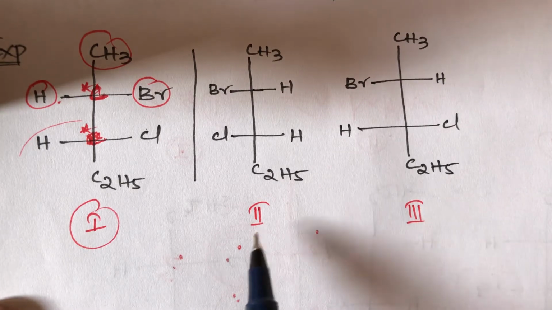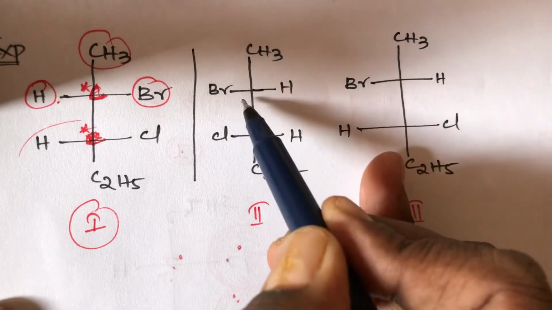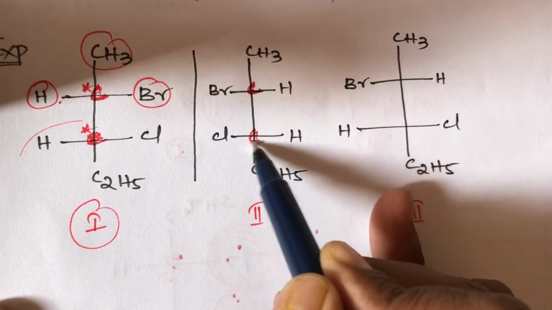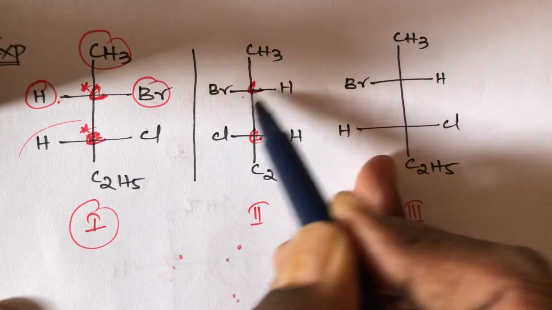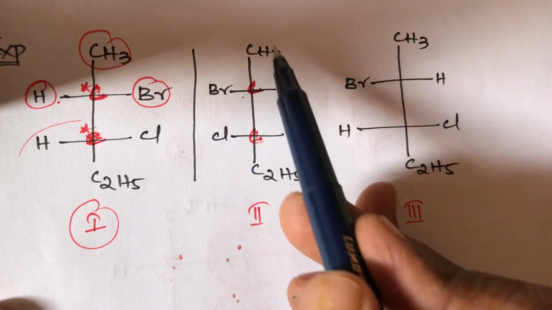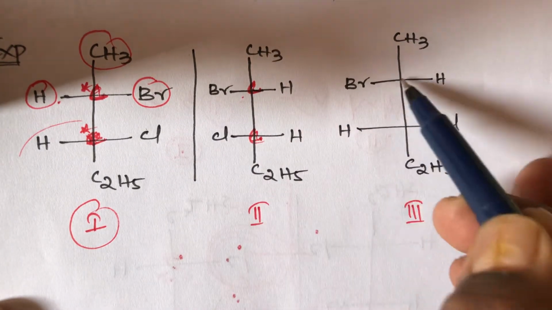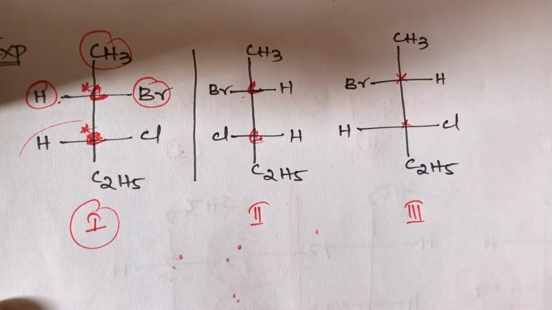In the second structure also two chiral centers are there. This is a chiral center, this is also a chiral center. This carbon is surrounded by four different groups: Br, CH3, H, and this complete group. So all structures 1, 2, 3 are chiral. Now find out the pairs: which of the following pairs are enantiomers and diastereomers?